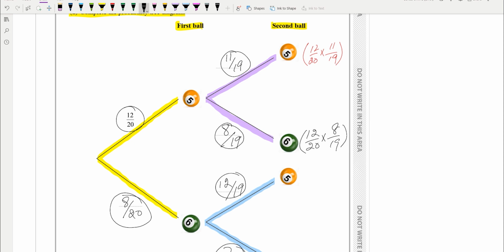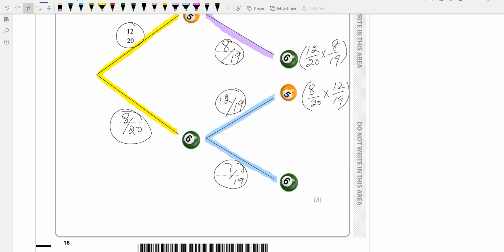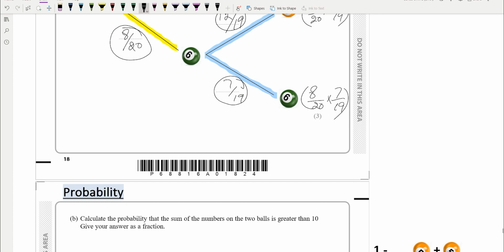This will be the probability. Similarly, we can take this branch also, and this branch will be 8 by 20 into 12 over 19. This will be the probability. And for the 6 and 6 we can write 8 by 20 into 7 out of 19. Hopefully you are understanding. So this will be the probability for this one. So we have completed the probability tree.